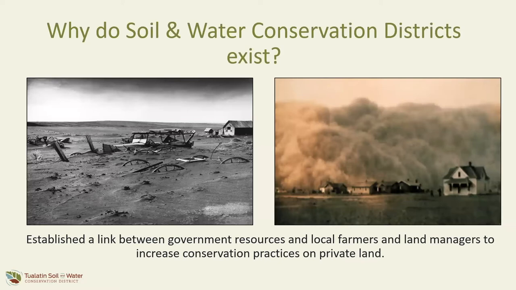And in 1937, the federal government recognized that locally driven solutions would actually be the most effective way to address natural resource concerns. So they encouraged individual states to establish local entities that could promote soil health. Those local groups would be more familiar with the local soils, local water systems, the climate, and would be better able to help land managers managing their natural resources. So that's where the conservation districts came from.